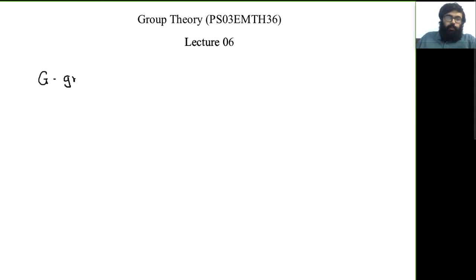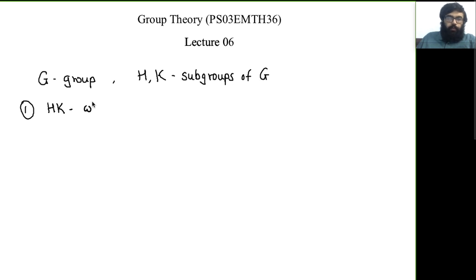So suppose G is a group, and we are going to consider two subgroups, H and K. So H and K are subgroups of G. So we are given a group and two subgroups H and K. What we are interested in is these two things here. One is HK, whether it is a subgroup of G or not.